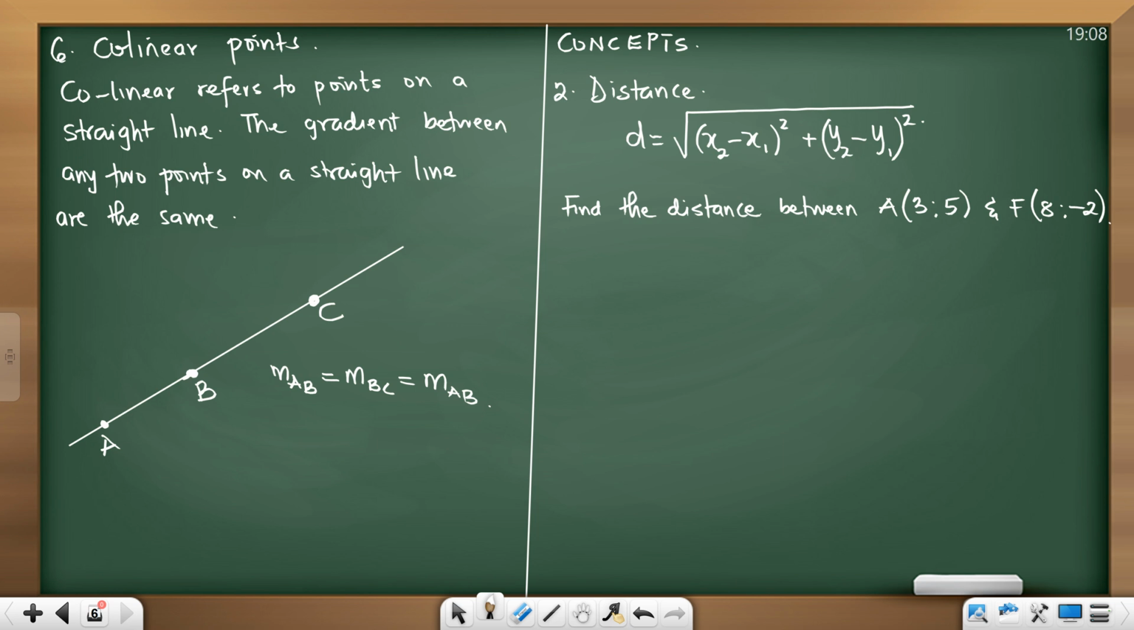Okay, give me your answer in short form. Is it root 74, Awande? Root 74. Okay.